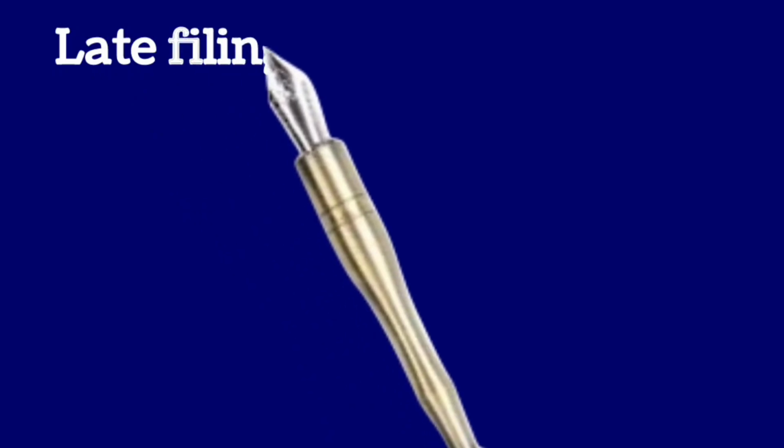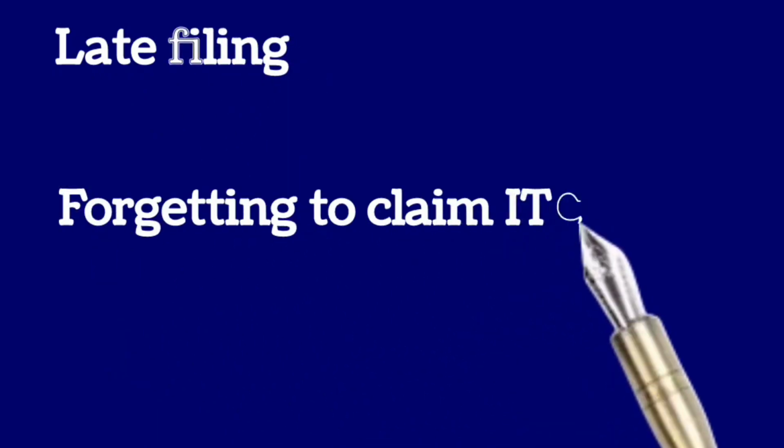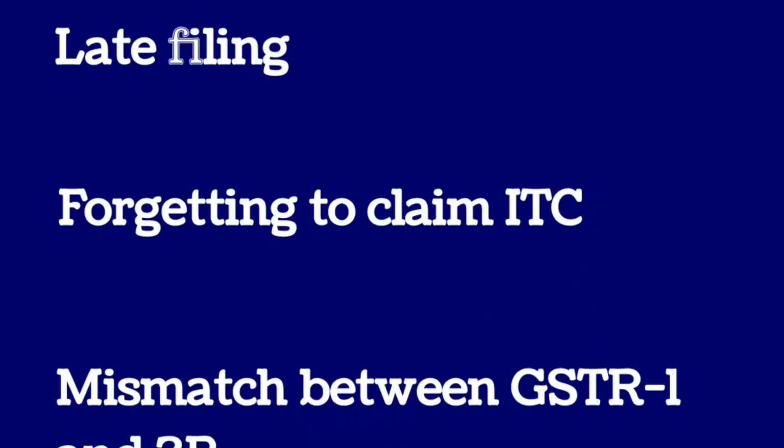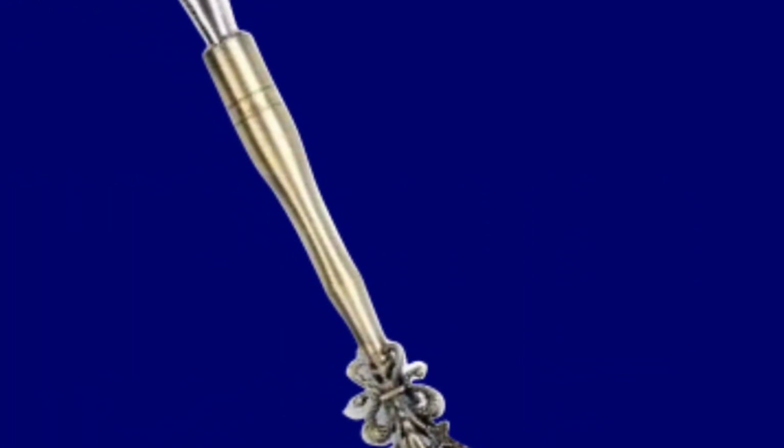Then some of the common mistakes that we need to avoid here are: wrong invoice period selected, late filing which will attract penalties, forgetting to claim ITC, and mismatch between GSTR1 and 3B. So always be careful with the dates and tax calculations. Mismatches or delays can attract fines or notices from the GST department.